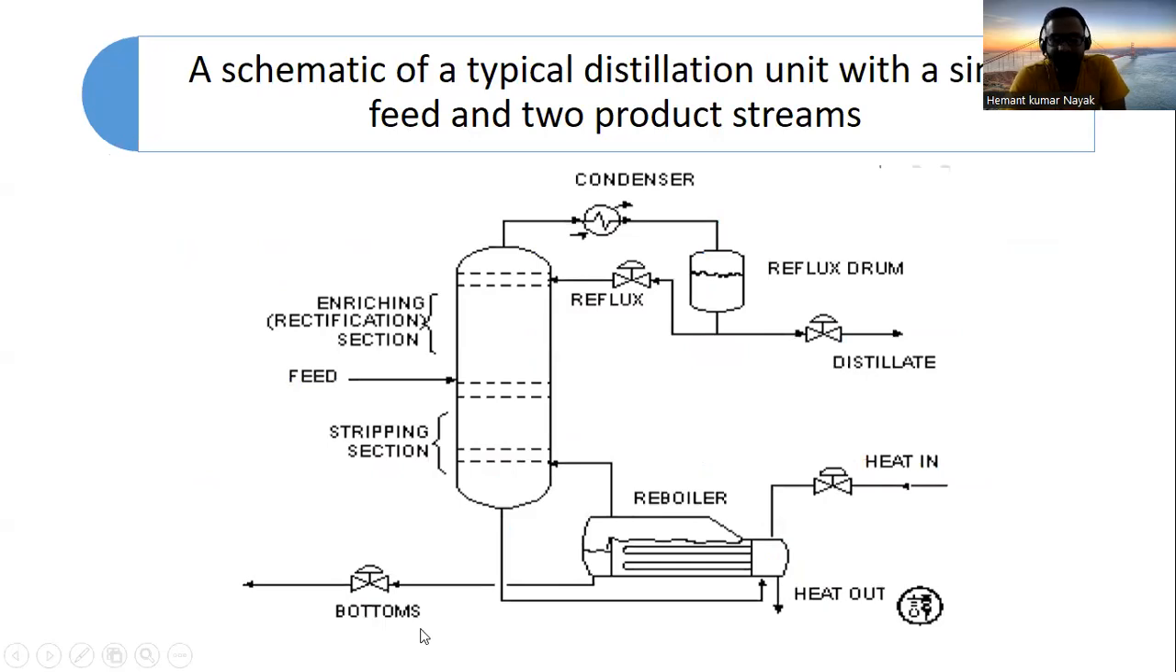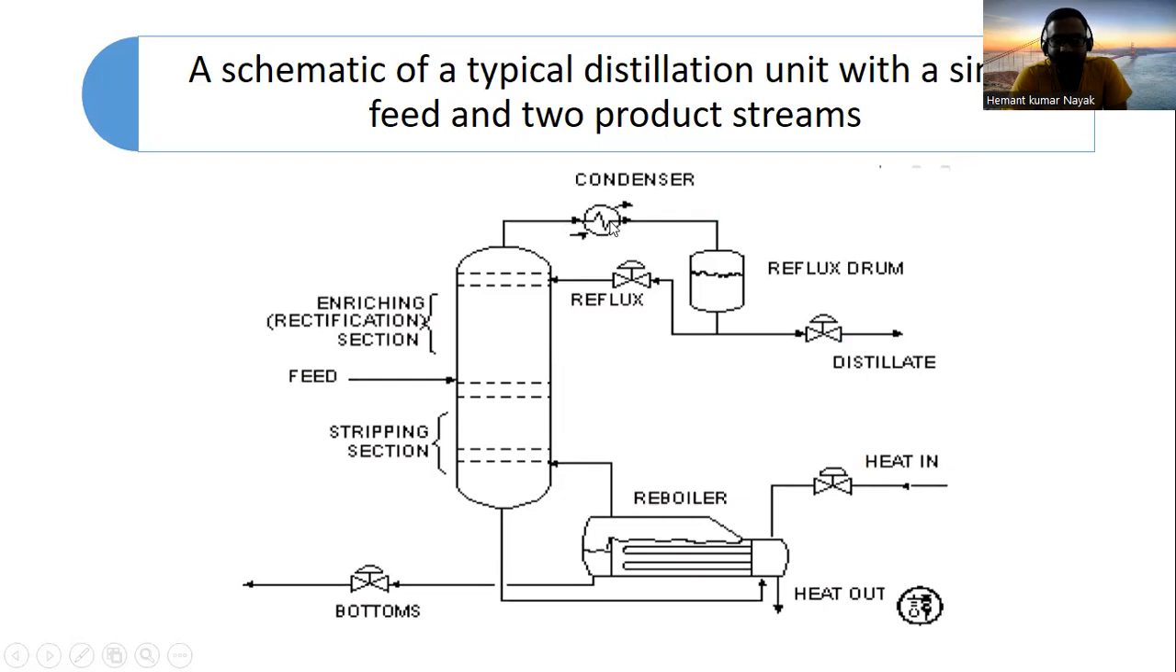This schematic is basically the distillation process. Different sections will be there. We have to supply feed in the middle of the distillation column, and the section above is the enriching or rectification section, and the bottom one is the stripping section. Different trays will be there, a number of trays.